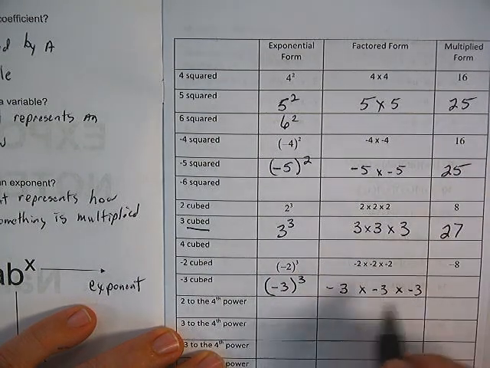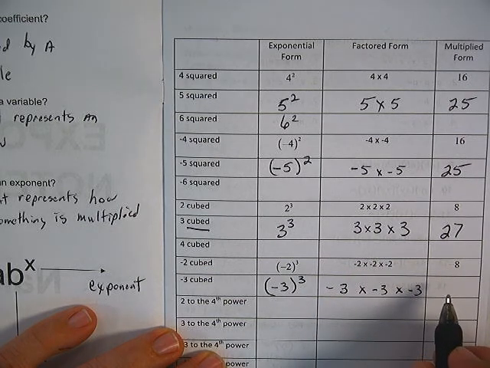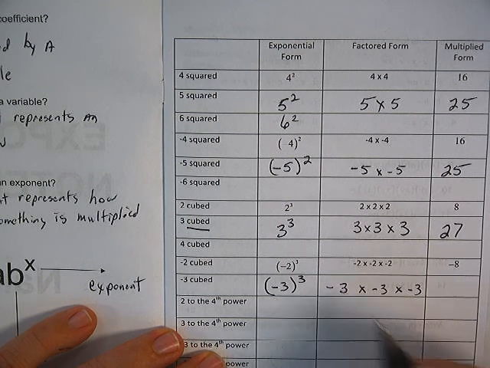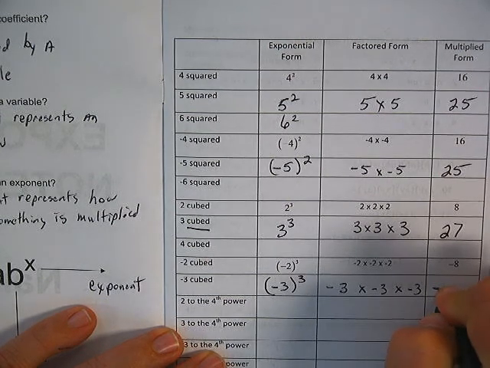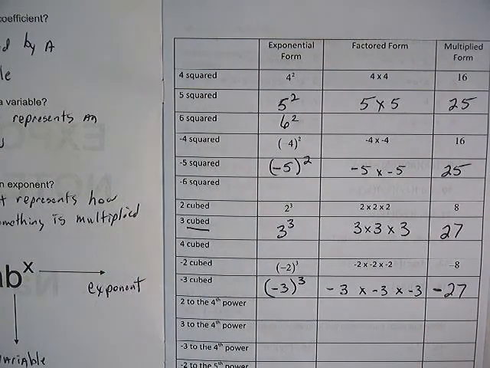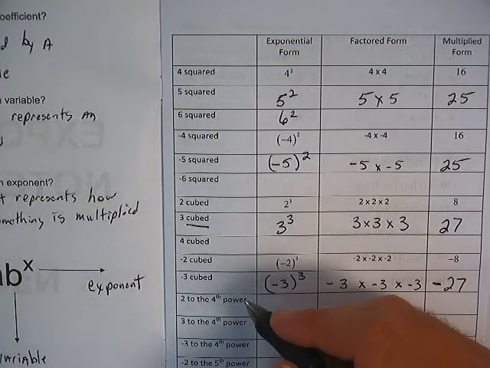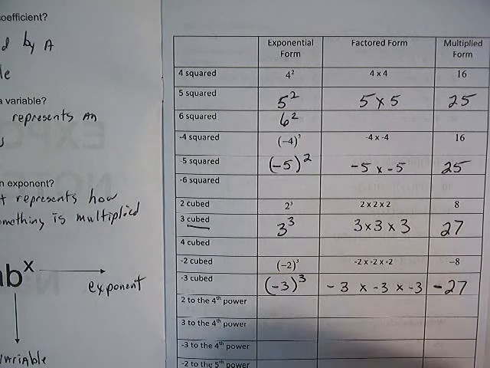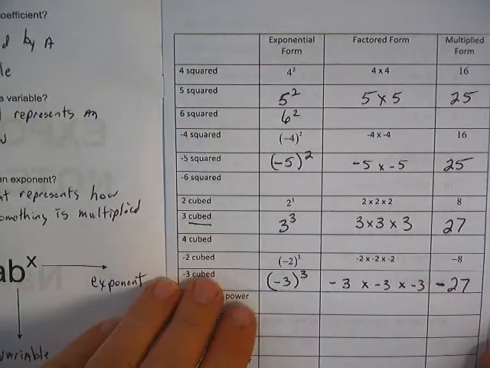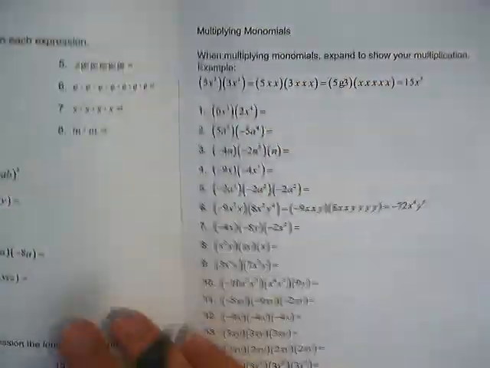Now, is my answer going to be negative or positive? Negative. It's negative because the exponent is what? Odd. So negative 27. Any questions there? Other than squared and cubed, they'll say to the fourth power, exponent of 4, fifth power, exponent of 5, 6, exponent of 6, and so on. Now, let's go ahead and turn the page.